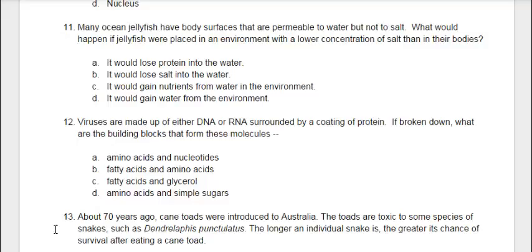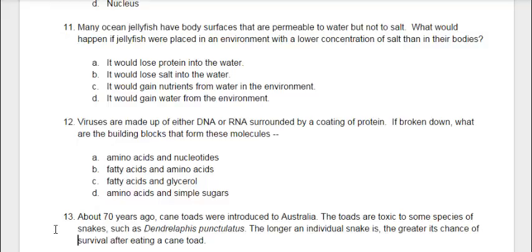Many ocean jellyfish have body surfaces that are permeable to water but not to salt. What would happen if jellyfish were placed in an environment with lower concentration of salt than in their bodies? A. It would lose protein into the water. B. It would lose salt into the water. C. It would gain nutrients from the water and the environment. Or D. It would gain water from the environment.